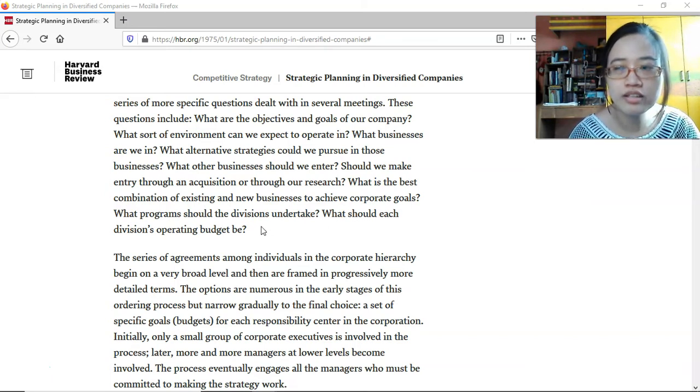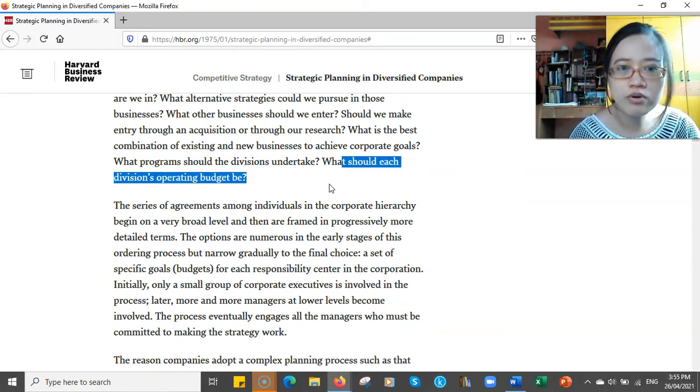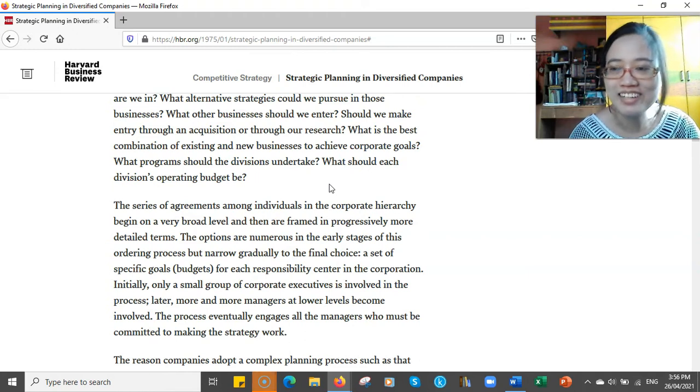What program should the divisions undertake? What should each division's operating budget be? Okay, pinaka-importante tayo. What should each division's operating budget be? Okay, so kasi yun nga, limited resources. So regardless of all the goals and objectives na nakaset nyo, yung mga actions na pwede nyong gawin is limited nung kung magkano lang yung available na resources, physical or financial resources. Kahit na marami kayong planong gustong gawin, kapag hindi naman sapat yung budget, edi hindi talaga pwede siyang gawin ng business.